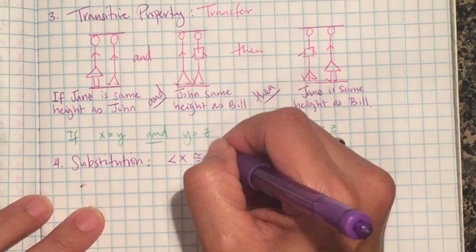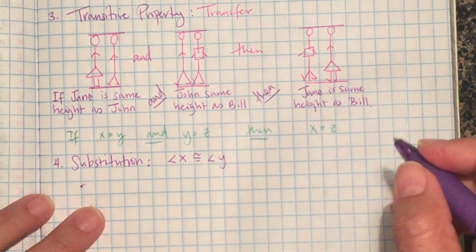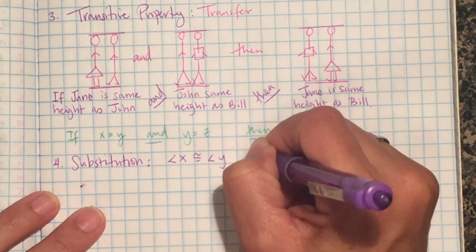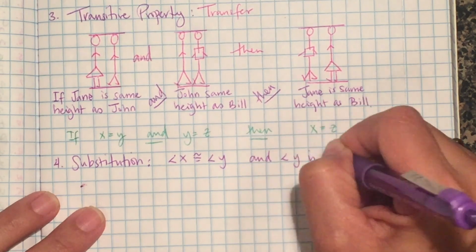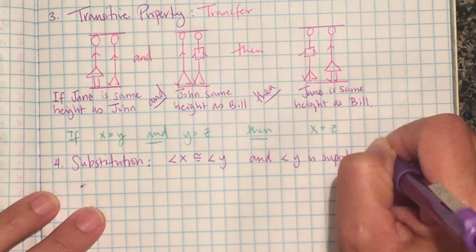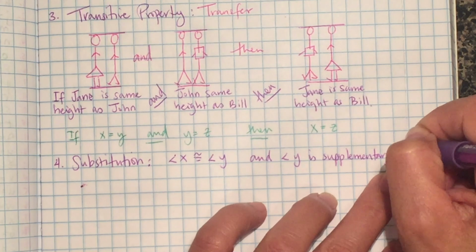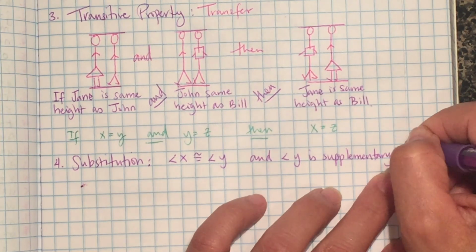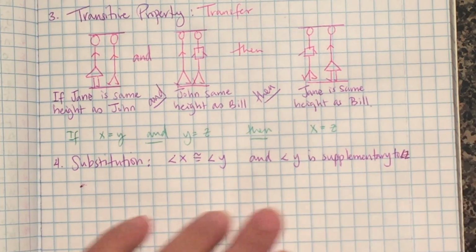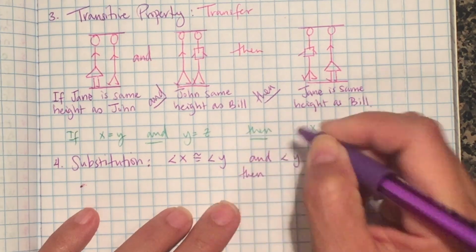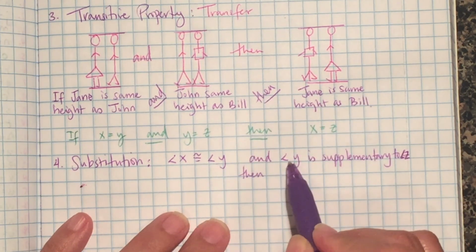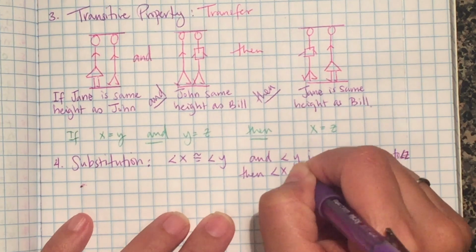So if I have angle x is congruent to angle y, and let's say they say angle y is supplementary to angle z, then by substitution, this is a listening check, put a box around supplementary. Angle x is supplementary to angle z, just by substituting because y is equal to x.